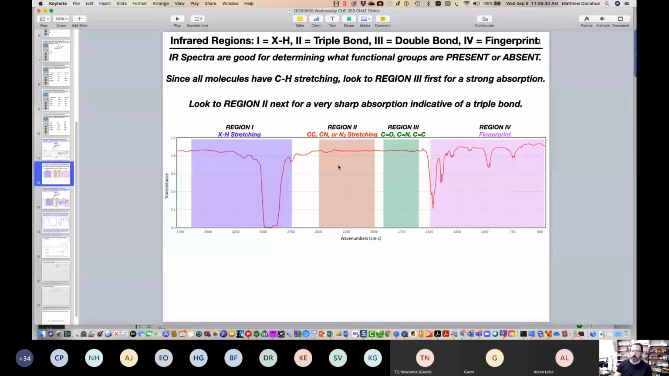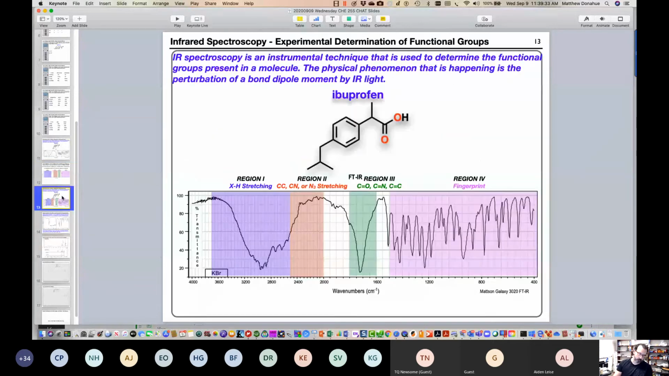So I'm going to throw the ibuprofen spectrum back up, where I've identified these stretchings, or these peaks, according to the different regions. So look at region 1. This is really broad, right? This whole thing is sort of in region 1. We have OH stretching. That's what leads to this broadness.